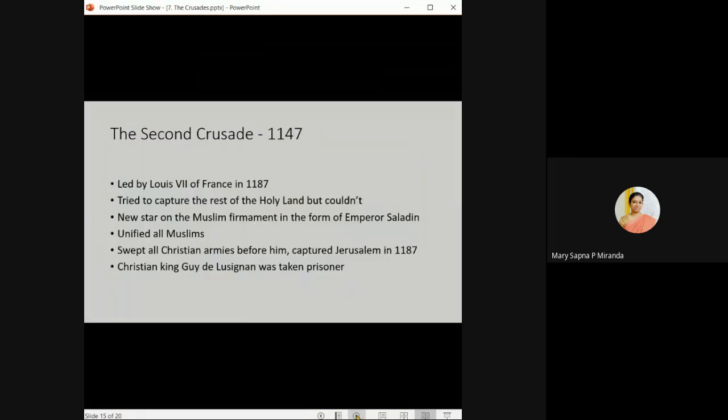The second crusade was fought in 1147 AD, and this was led by King Louis VII of France. They tried to capture the rest of the Holy Land. Jerusalem was already under them, right? But the surrounding areas were not under the Christians. They tried to capture the rest of the Holy Land, but they could not.